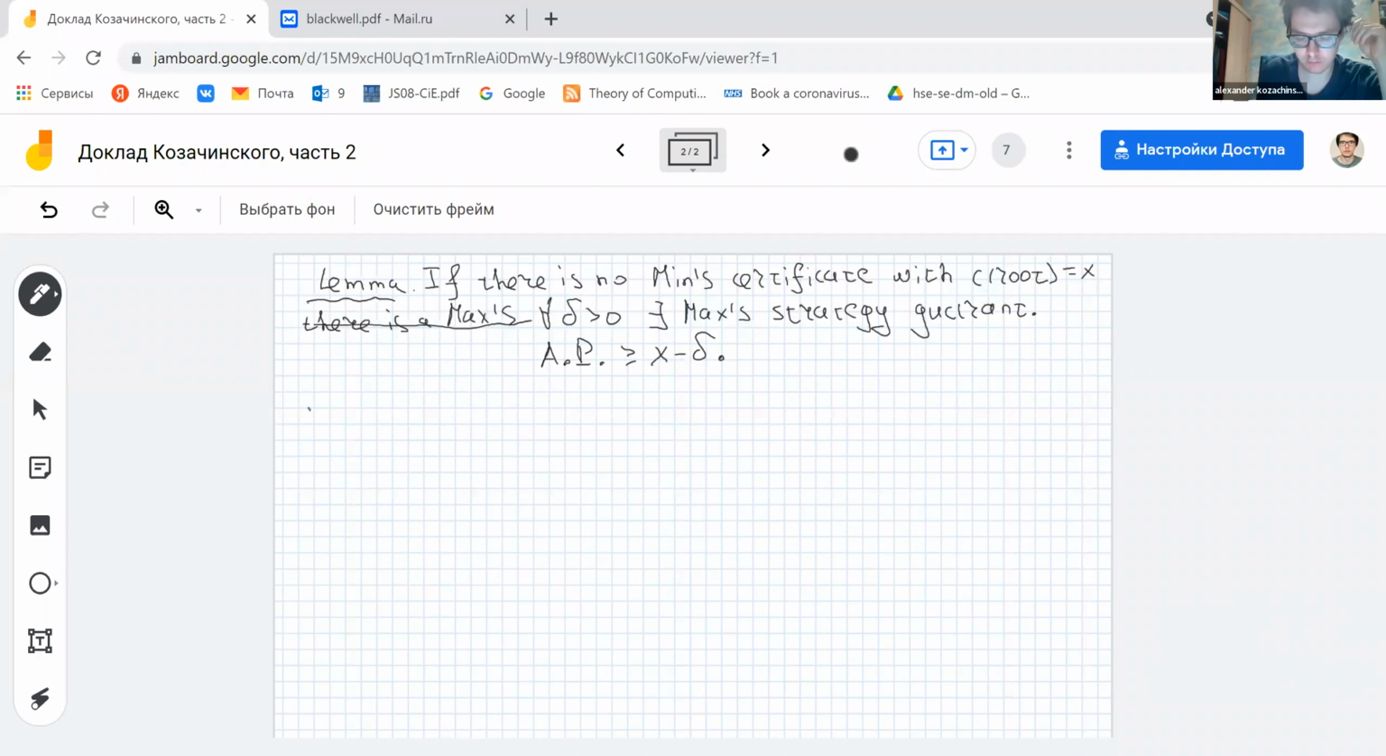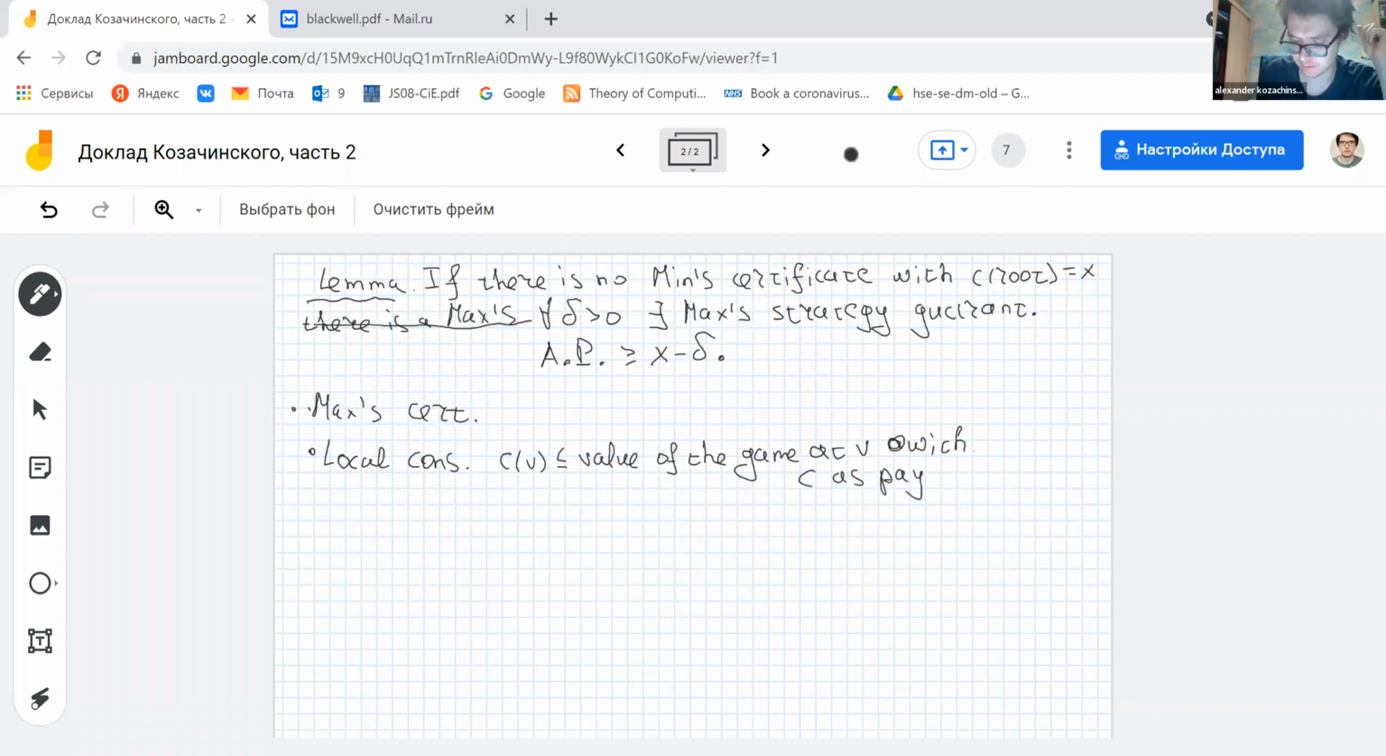So we need a dual notion of certificate, but it will not be dual in the sense that we also consider lim_inf here. So let me say, max certificate: we need local consistency again with reversed values, so C of v should be the value of the game at v with C as payments on the children.